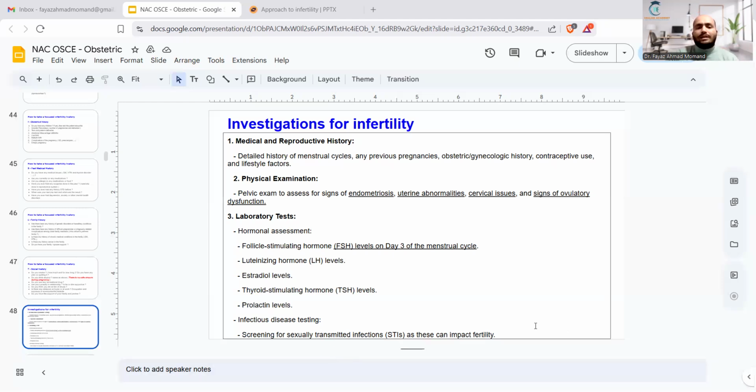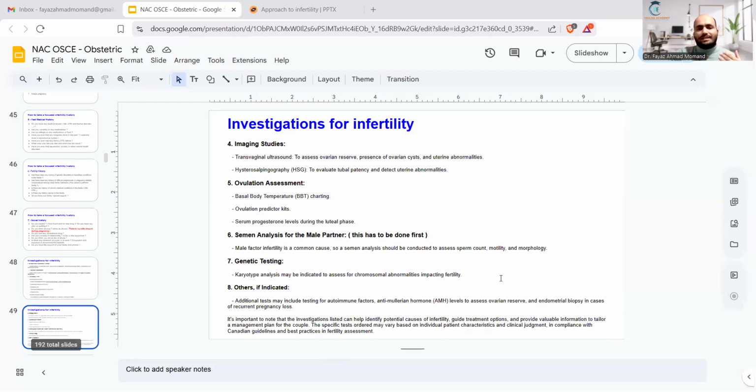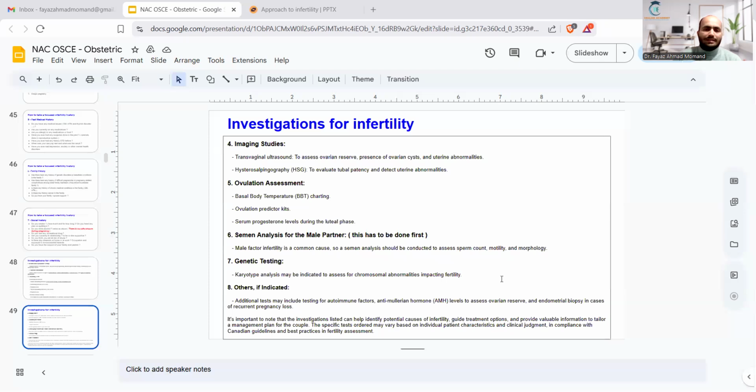We can also screen them for STIs and make sure they don't have any of those conditions that could be causing their infertility. Now, imaging, we reserve imaging for patients that we think may have something like ovarian cyst or uterine abnormalities. In that case, the preferred imaging modality is transvaginal ultrasound. It can see the ovaries clearly, see if there are cysts on the ovaries or if there are any uterine abnormalities. Transvaginal ultrasound will give us sufficient data for that.